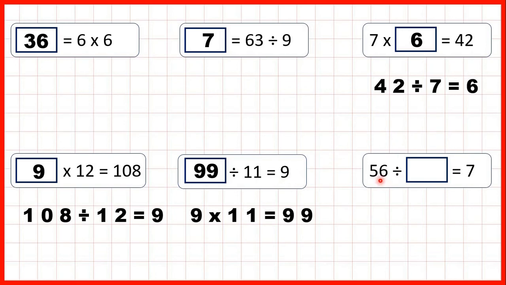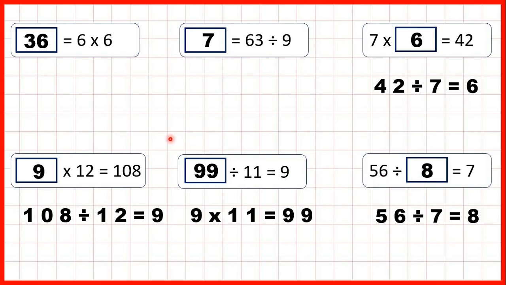Now here we have 56 divided by something equals 7. So in this question, it's the divisor, or the second number in the division, that's missing. And when we have a missing divisor, we still use division to find our missing number. So we need to divide 56 by 7. That's 8. So our missing number is 8. And we can check: 7 times 8, if we read the question backwards, is 56.